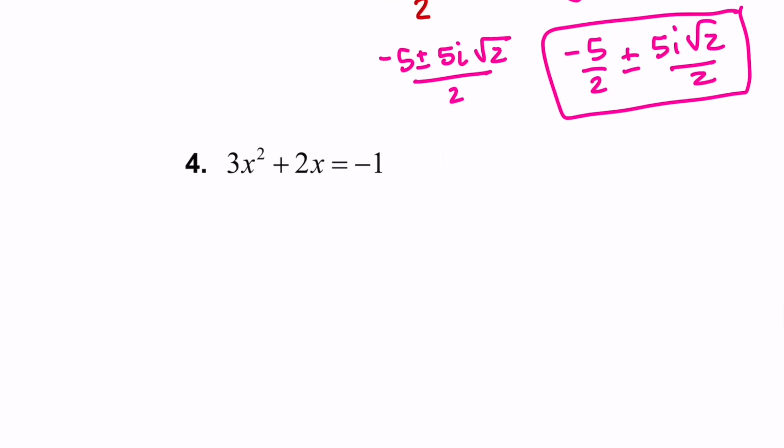Okay, let's look at number 4. We have an x squared and an x, so we want to set it equal to 0 by adding 1 to both sides.